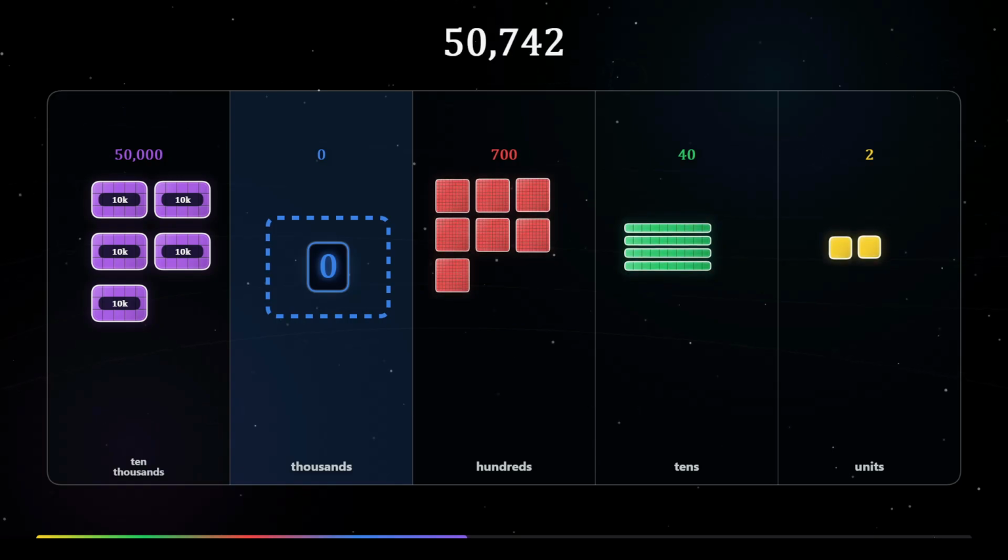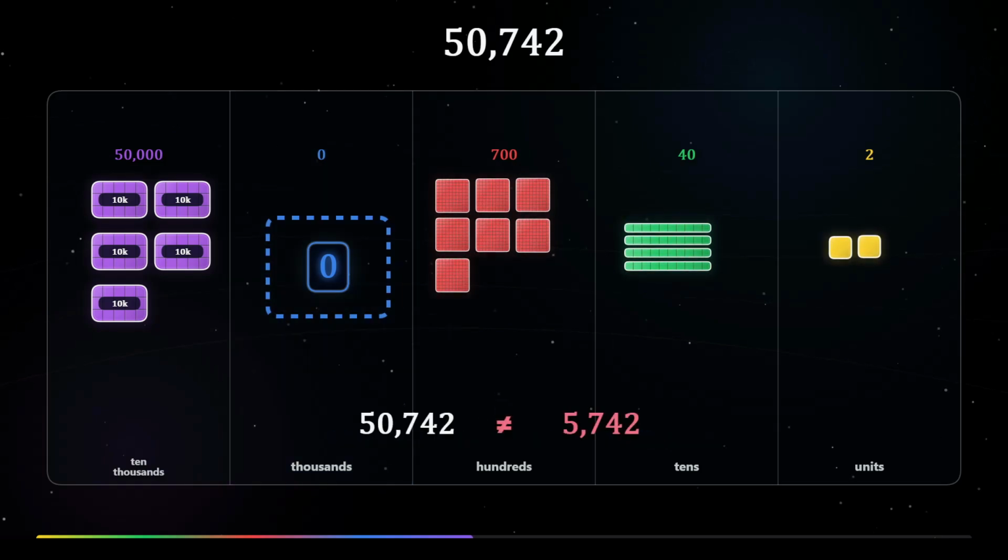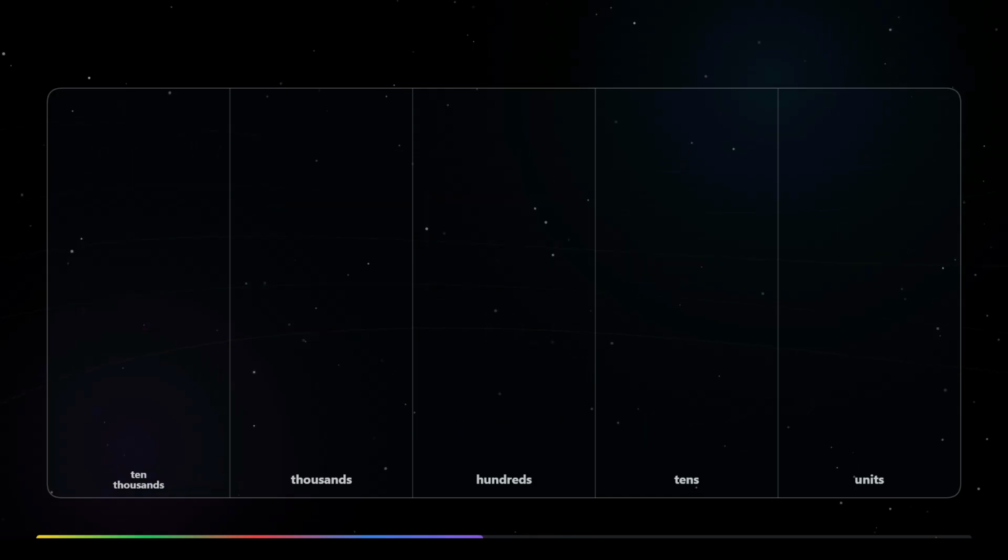The number is 50,742. The 0 in the thousands place matters. Without it, the number could be read as 5,742. That would lose 45,000. A missing 0 can cause a very expensive mistake. Now I give the number. You choose the blocks.